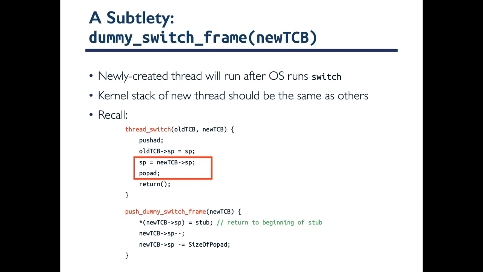I got another one. Shouldn't return from thread switch return to after the thread switch invocation in run new thread? Yes, it should actually, and it does. Whenever you call switch here, after you execute these two, when you return here, this return will return, in the case that this is a thread that was running before, to the line after thread switch inside run new thread. So your question was correct.